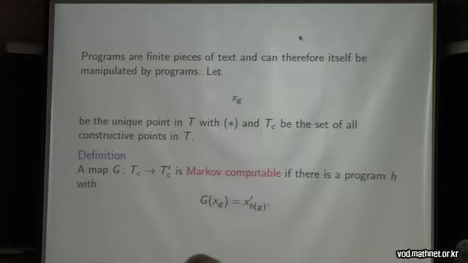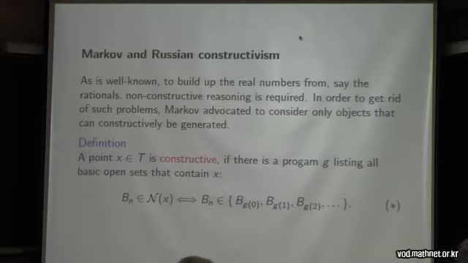Now, programs are finite pieces of text, and therefore they themselves can be manipulated by a program. So we can have programs that read in the code of another program, and then do something with it. For instance, the compiler is such a kind of program, and the output is a program again. So we will assume that G is a program that determines in a unique way such a point with this property star.